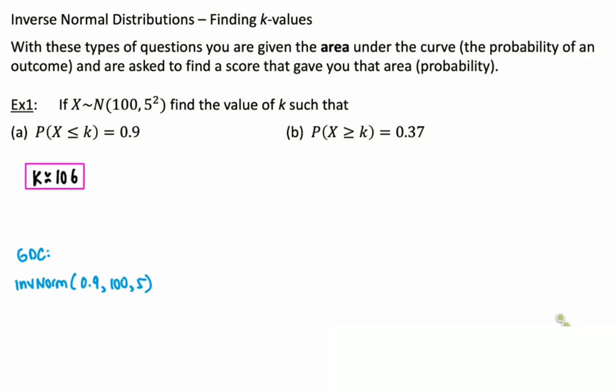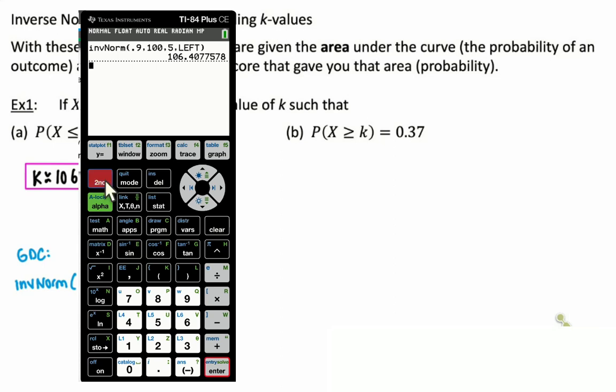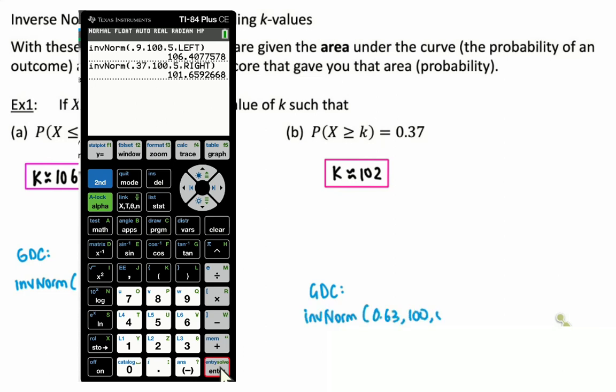Part B. Find the value of k such that the area to the right of k is 0.37. Again, go into your distribution menu, select inverse normal. This time we're going to change our area to 0.37. Our mean and standard deviation are unchanged. We will select right tail and paste our value. And we obtain a value of k of 102 if we round to 3 sig figs. And again, here are the calculator steps.